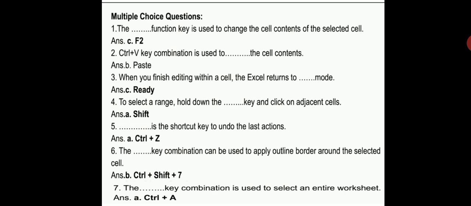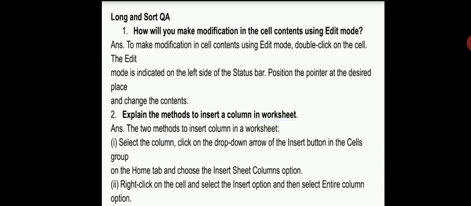Sixth, the dash key combination can be used to apply an outline border around the selected cell. It's B, Control plus Shift plus 7. Seventh is, the dash key combination is used to select an entire worksheet. It's Control plus A, option number A. Now move to the last section, that is long question answers.